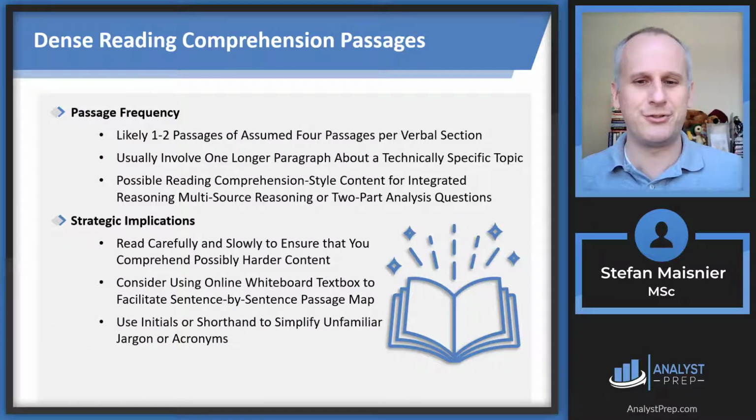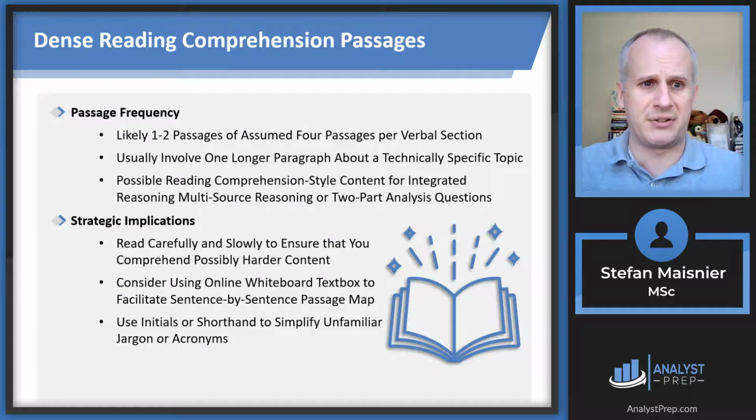Also, you'll want to use initials or shorthand to simplify unfamiliar jargon or acronyms. So if you're being introduced to a new concept and you're like, UAF47 asteroid 6, and you're like, okay, I don't know what that is. I'm just going to put A6. All of that numbering nomenclature is irrelevant, basically. And I just say A6 means that asteroid that we described.